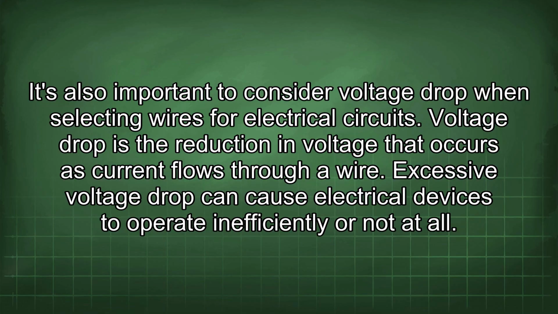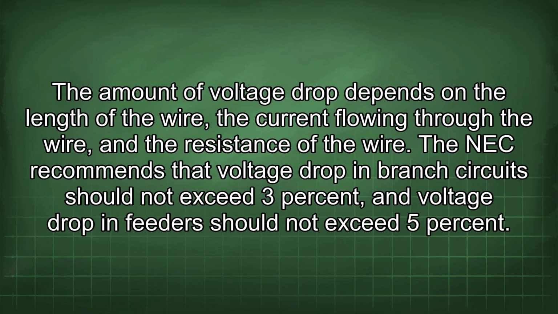Voltage drop is the reduction in voltage that occurs as current flows through a wire. Excessive voltage drop can cause electrical devices to operate inefficiently or not at all. The amount of voltage drop depends on the length of the wire, the current flowing through the wire, and the resistance of the wire. The NEC recommends that voltage drop in branch circuits should not exceed 3%, and voltage drop in feeders should not exceed 5%.